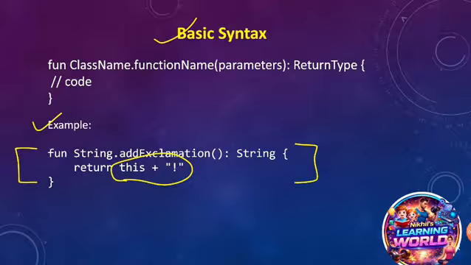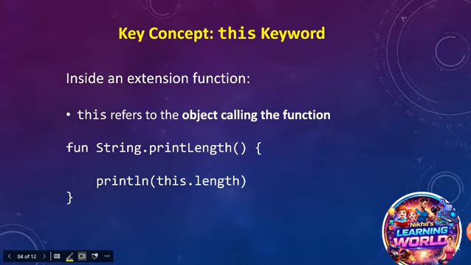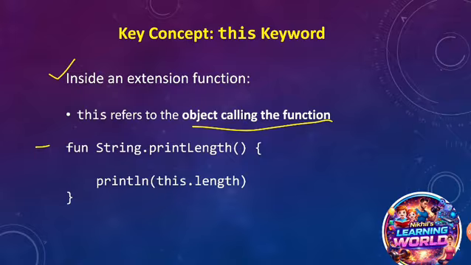So the key concept is the this keyword inside the extension function. This refers to the object calling the function. For example, fun String.printLength() { println(this.length) }. So inside the extension function, this refers to the object calling the function.